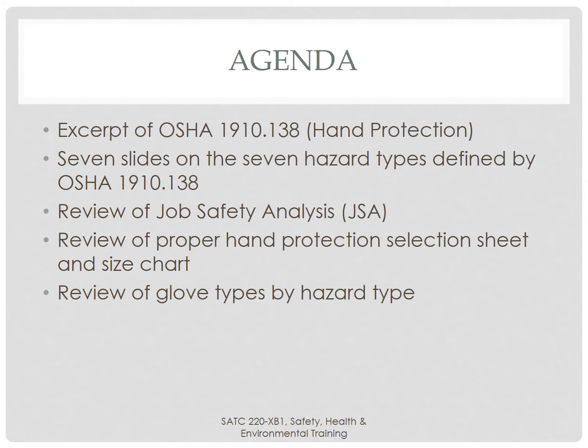The agenda will be, we will give a quick overview of OSHA 1910.138 as it relates to hand protection. We'll follow that with 7 slides on the 7 types of hazards identified by the OSHA standard. We will then review a JSA, how to properly complete one. Then we'll move on to the hand protection selection sheet and size chart. And then we'll summarize with a recap of the 7 types of hazards and their corresponding gloves, in preparation to help the students in their final quiz.